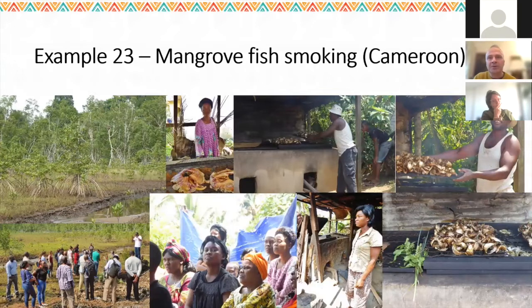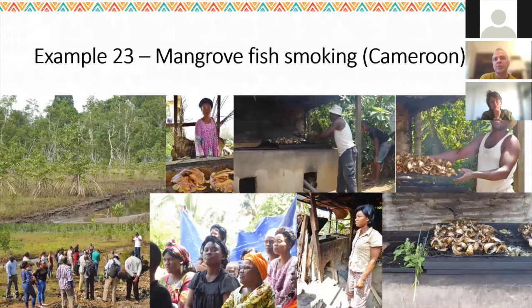Here's an example from Cameroon of a fish smoking business. And it's a mangrove forest business. So the fish are sourced from mangrove inlets. And at the moment, each of the producers is smoking their fish because it provides a bit of shelf life and then selling it by the roadside.